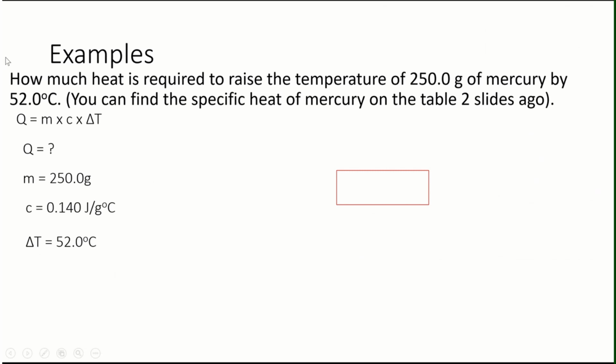Our change in temperature is 52 degrees Celsius. Kind of a hint, oftentimes if they don't give you 2 degrees Celsius, they're giving you the change. So we're changing it by 52 degrees Celsius. That's the entire change. Again, I'm looking for Q. I've already got my variable isolated. The Q is isolated already. So now I just need to plug in my variables. Don't forget to show your units in your work. Crunch the numbers in your calculator. It should end up with 1,820 joules of energy is going to be required to heat a 250 gram piece of mercury by 52 degrees Celsius.